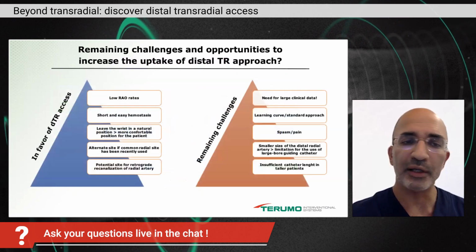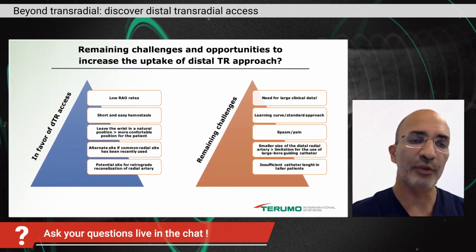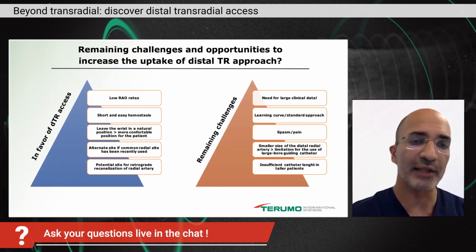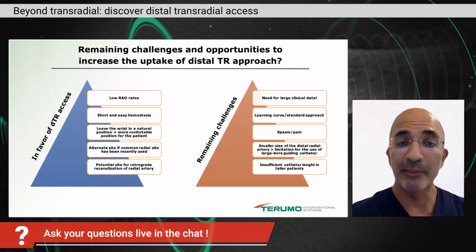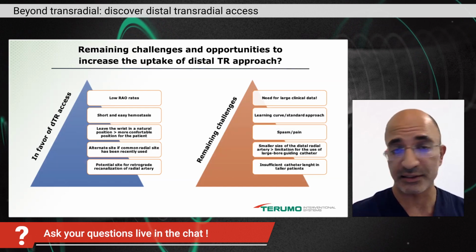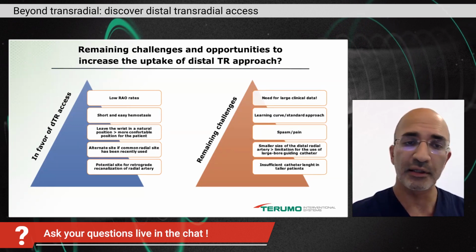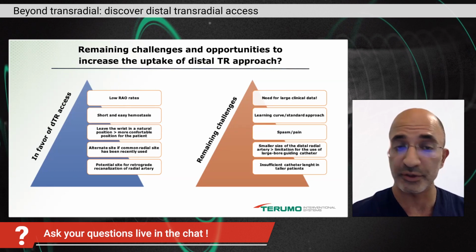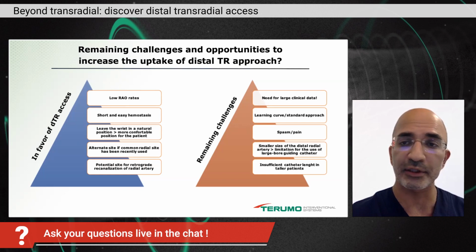So if I have to summarize, Dr. Fajadeh, what is actually the current status of distal radial access, what could influence the uptake of this new access, is that, of course, you will have a low rate of radial artery occlusion. The hemostasis will be definitely shorter and easier. It leaves the wrist, as I said, in natural position, so it's more comfortable for the patient. It is definitely an alternate site if the common radial site has been recently used or is occluded. And it's also a potential site for retrograde recanalization of the radial artery.